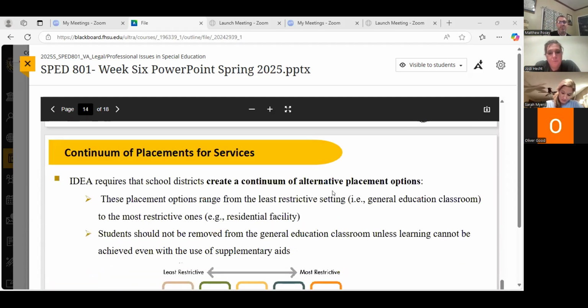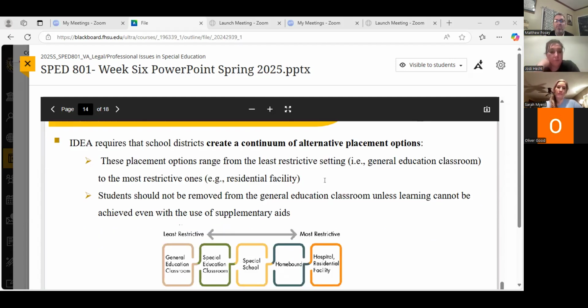Continuum of placement services. IDEA requires that school districts create a continuum of alternative placement options. They could range from the least restrictive setting, the general ed classroom, to the most restrictive, where they're in a residential facility. Students should not be removed from general ed classes unless learning cannot be achieved with those supplementary aids.